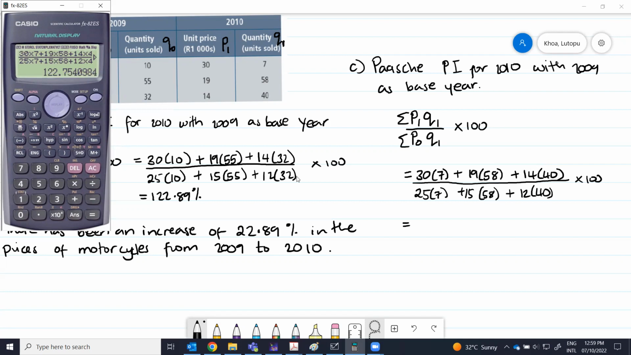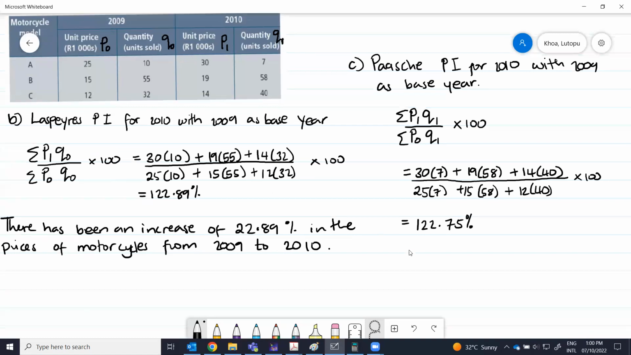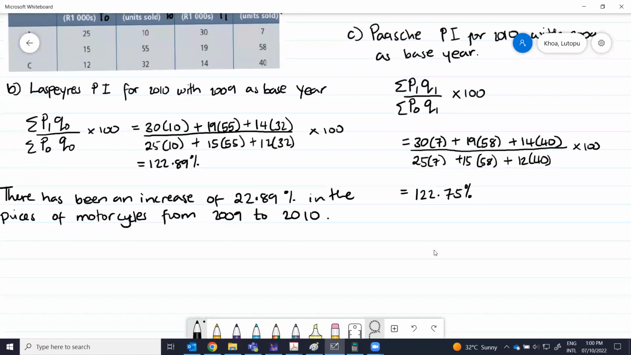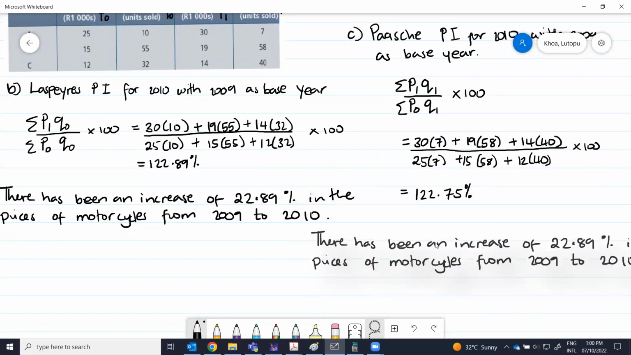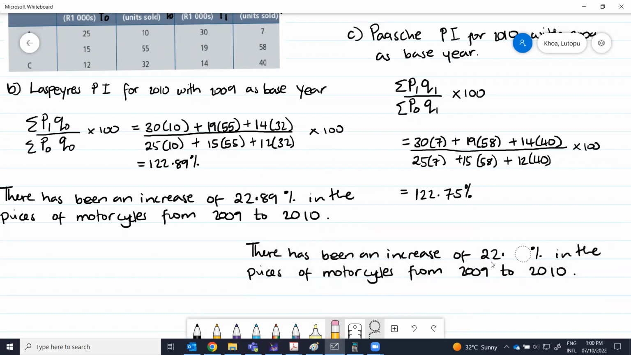Okay, so we get 122.75%, and we make a similar conclusion. Say that there has been a price increase of 22, but this time it's not 0.89, it is 0.75. Okay, so this one goes with the Paasche. This one is the Laspeyres, and you can see both of them are saying that there has been a price increase, which is in fact the case.